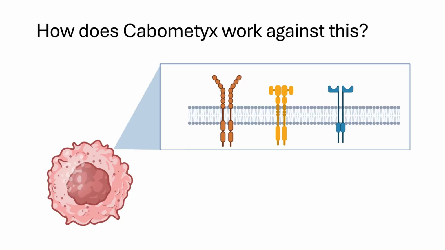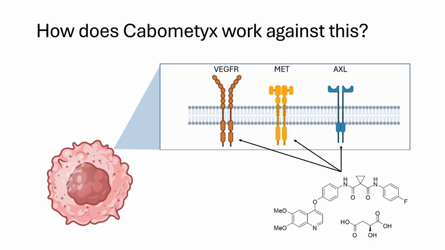How does Cabometyx work against this problem? Well, angiogenesis happens because there are special proteins called receptors that cells use to communicate with each other and the greater systems of the body. All four of our indicated cancers happen to have more of the receptors that promote blood vessel formation. These receptors are VEGFR, MET, and AXL. Cabometyx attaches to these receptors and prevents them from initiating angiogenesis.